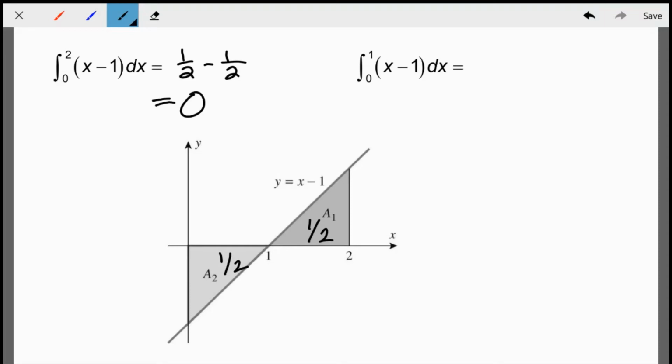And again, think of that as a rate function, right? If x minus 1 was my rate function on the interval from 0 to 2, I went down by 1/2 unit and then I went up by 1/2 unit. So my net change is 0. That's essentially what that integral is representing.